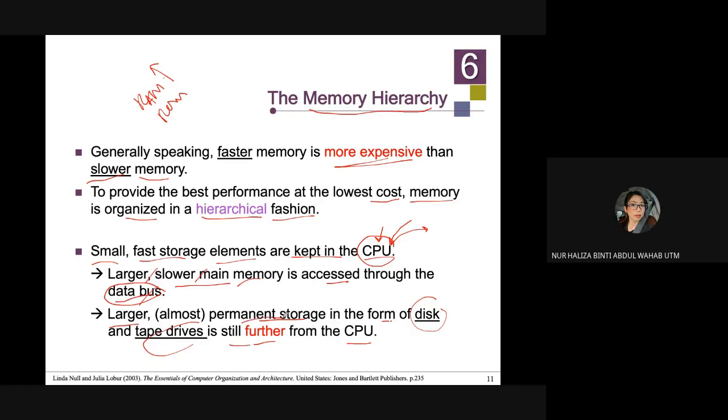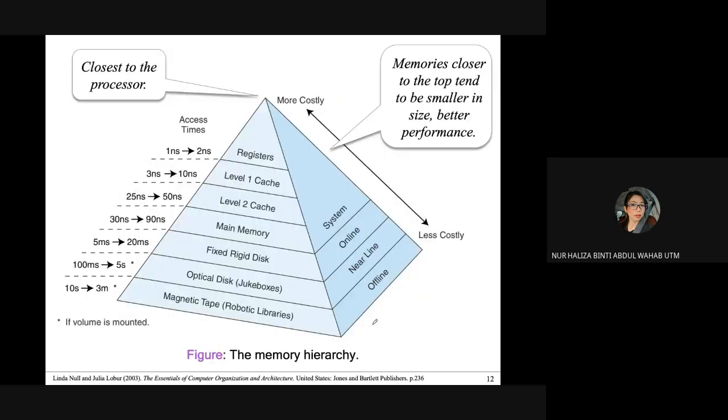And your permanent storage in the form of disk and tape drive, your pen drive, is further from your CPU, of course. Sometimes you have external memory, and of course it is not inside your CPU. So this is the memory hierarchy. This is what you have for your memory.